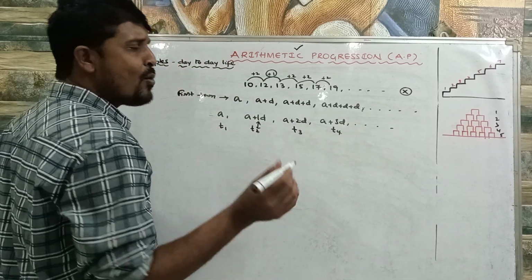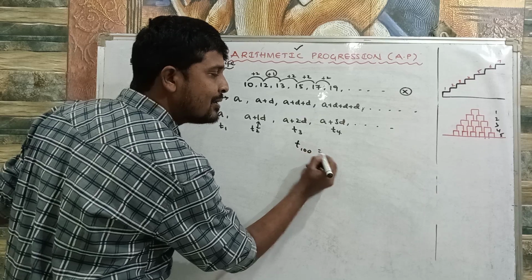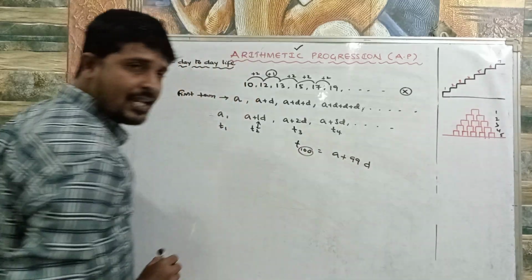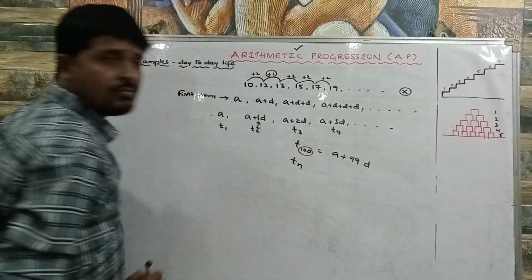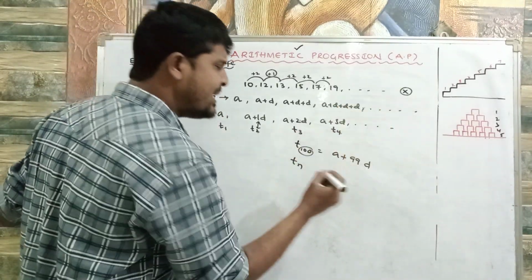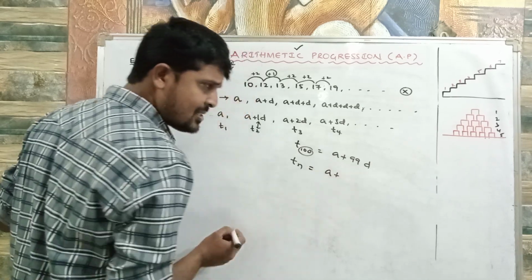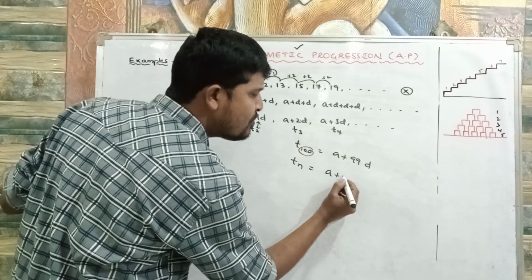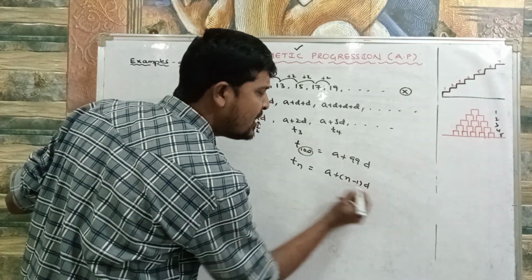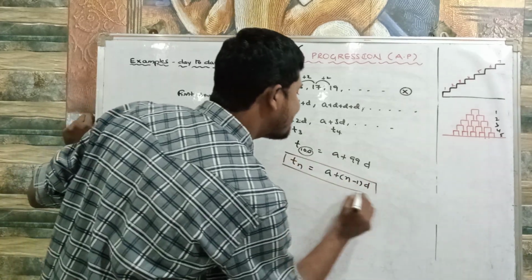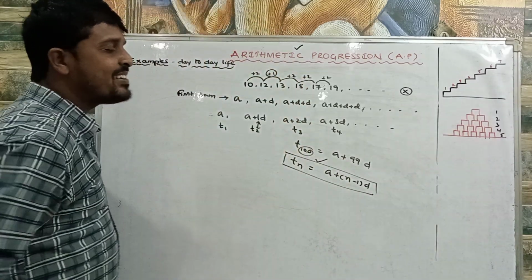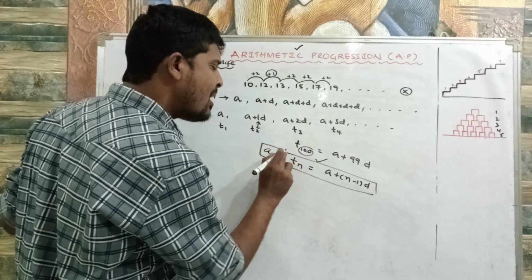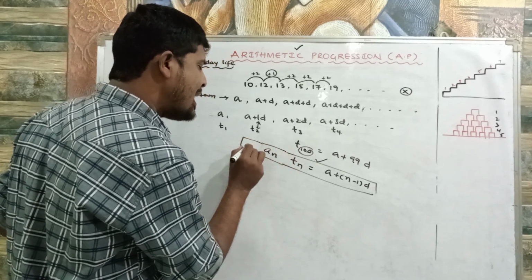Now, can you please tell me what is my 100th term? A plus 100 minus 1, that is 99D. Then what is my nth term? The nth term may be any number. The nth term is A plus, if it is 100, I have written 99. If it is 4, I have written 3. Then obviously I have to write n minus 1 times D. So this is how I am going to talk about the nth term of an AP, which is denoted by Tn or sometimes An, or we can even denote it by L, the last term.